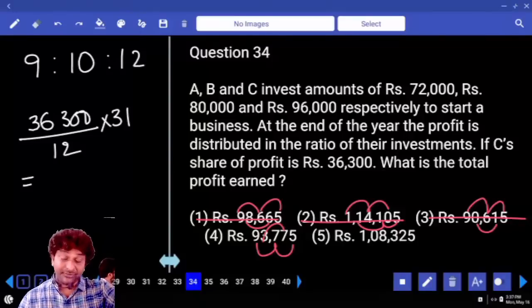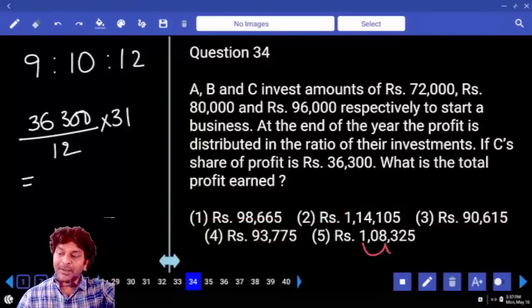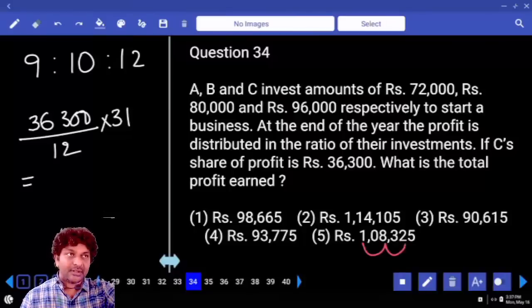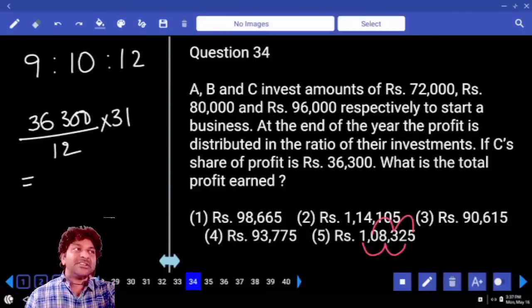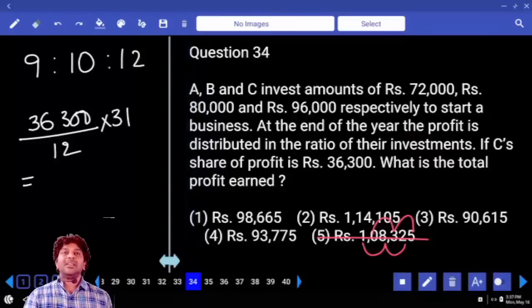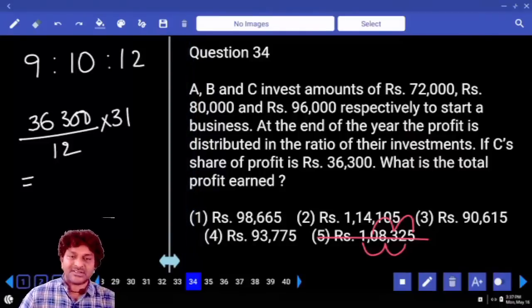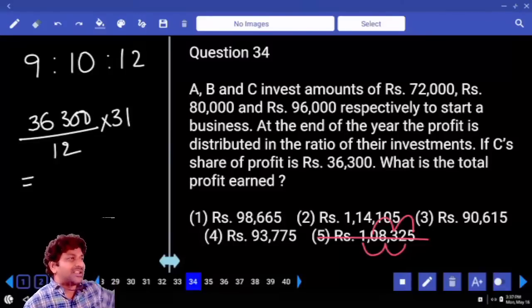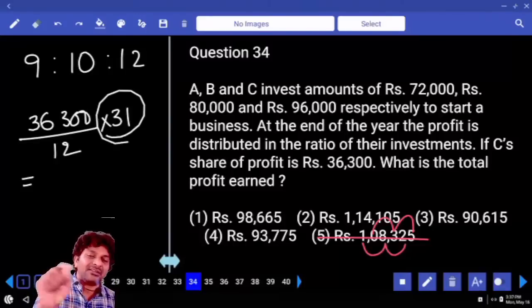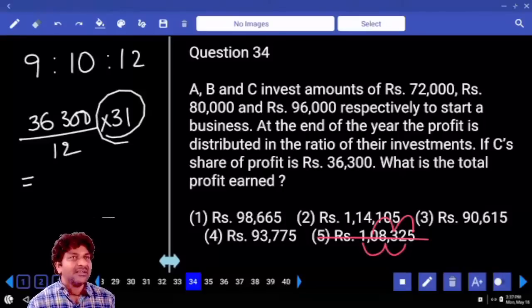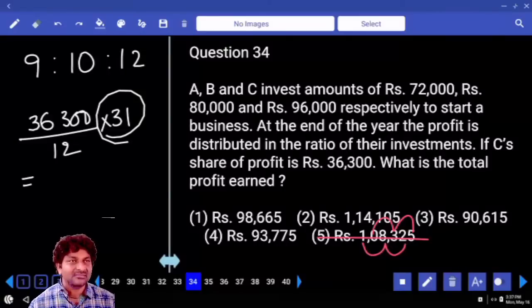Next, let's eliminate the fifth option also. 1 plus 8 plus 2, 11. 0 plus 3 plus 5, 8. Difference is 3. It is not a multiple of 11. So how many multiples of 11 are available? Only one, 93,775, the final answer. Otherwise you'll have to go with cancellation. And remember, this 31 is a prime number, so you have to calculate. Time waste అవుతుంది, అర్థమైందా?